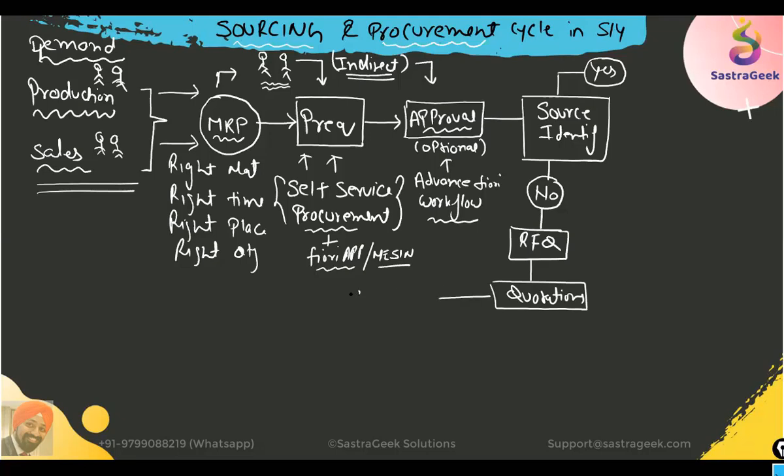Vendors will give their quotations and you will be doing a quotation comparison. Since you got multiple quotations, you will be doing a quotation comparison. And after the quotation comparison is done, you will do the award. Which vendor you are going to give the contract or the purchase order, that you would be deciding at this point, when you are awarding to a vendor.